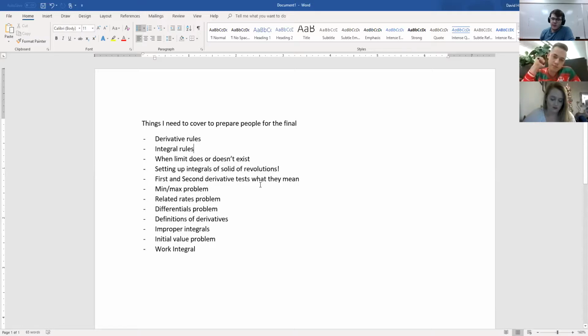Then setting up integrals of solids of revolution, so like rotating stuff around axes. There's a problem like that. Then there's the first and second derivative test, what each of those mean. There's going to be a min-max problem, a related rates problem, a differentials problem, a definition of derivative problem, an improper integral, an initial value problem, and a work integral problem.